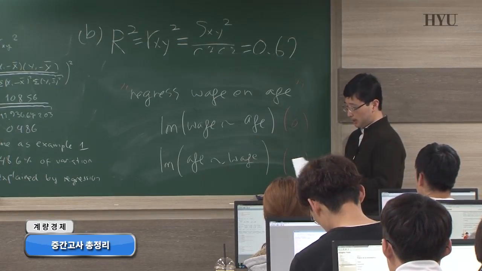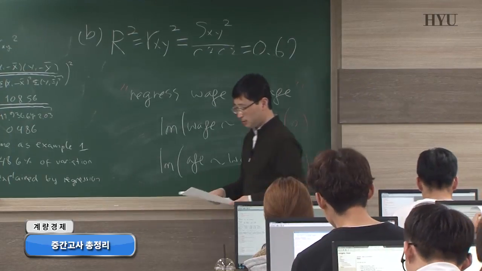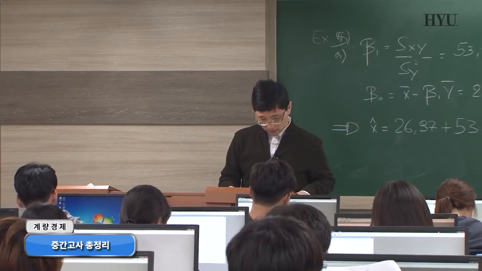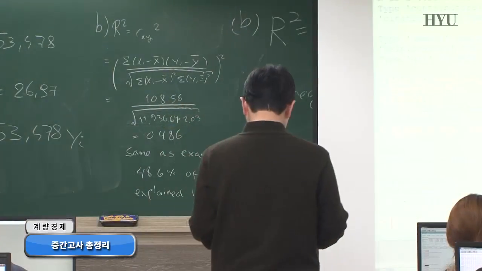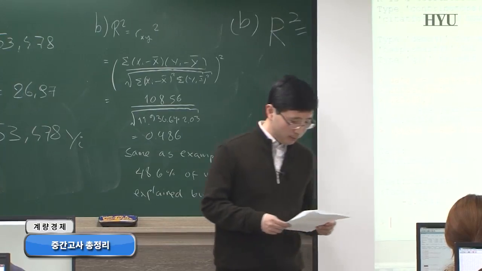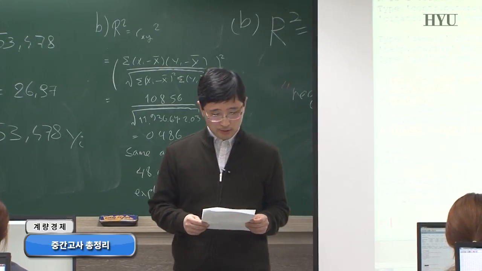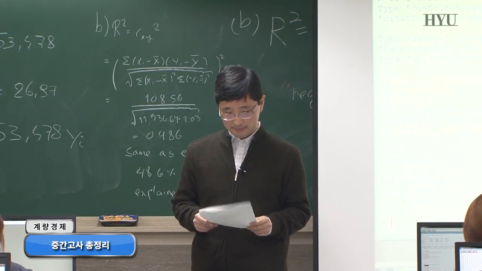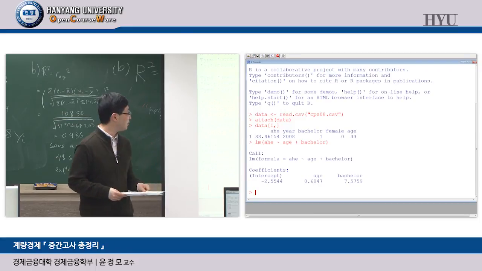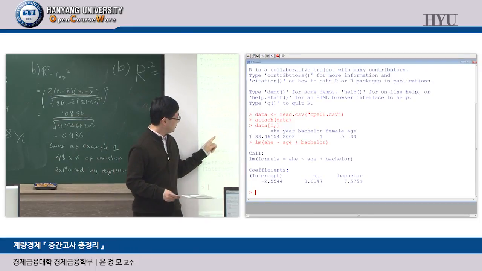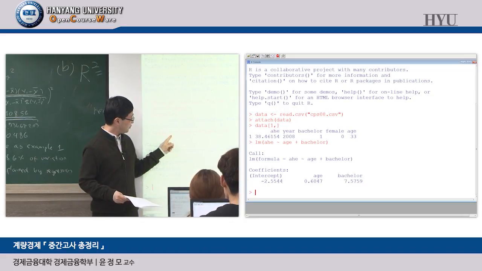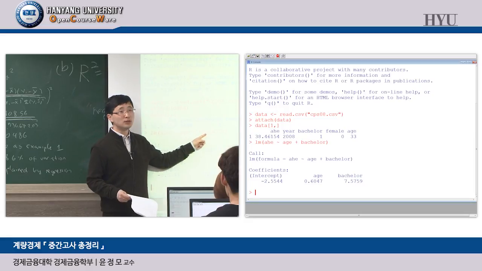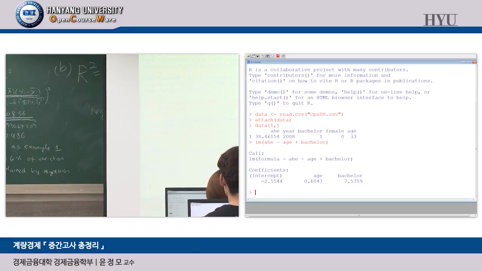Okay. Now let's consider example 2 together. So why don't you open R and do it? Okay, it says run a regression of average hourly earnings. So that's your Y, right? On, so we have X, age and bachelor. So that's how you run a regression. Average hourly earnings, that's your Y. Now you have two independent variables, age and bachelor. Okay, you put them both.